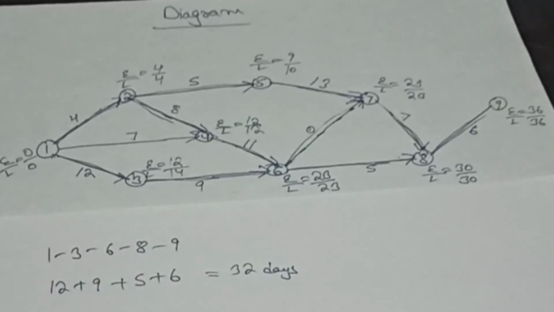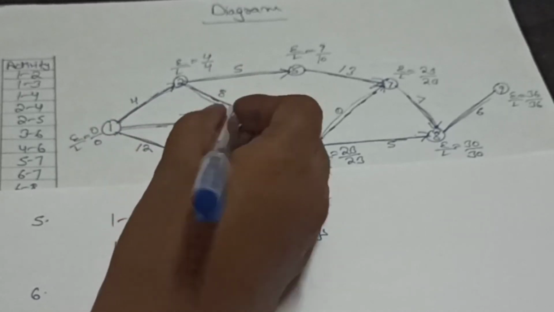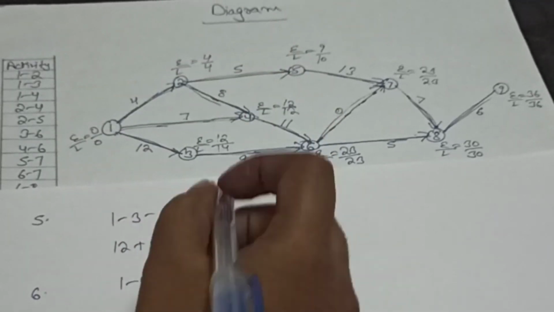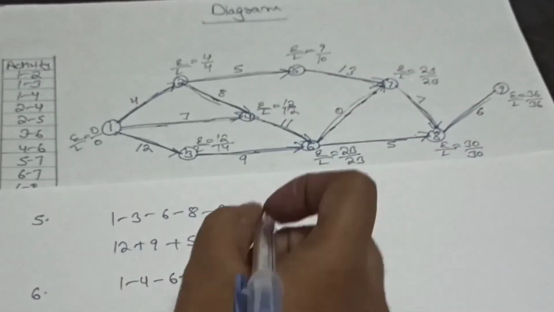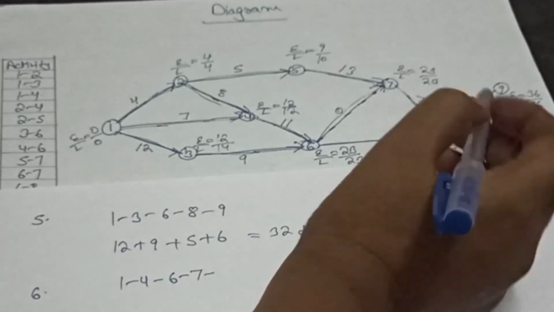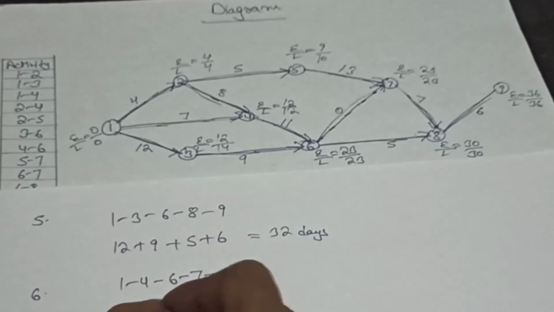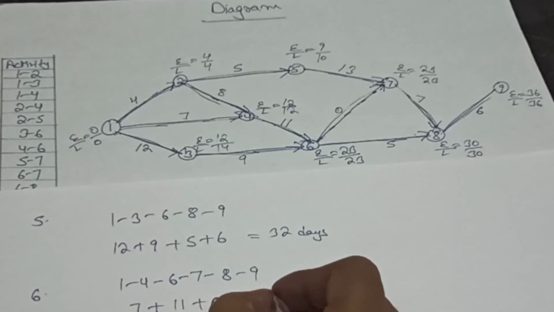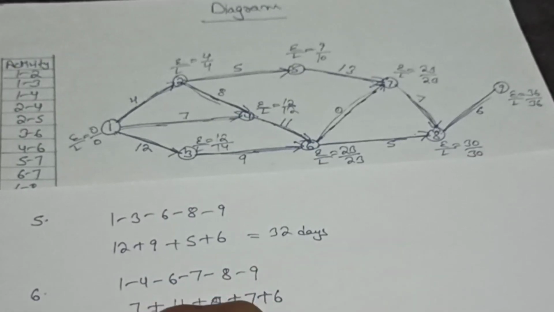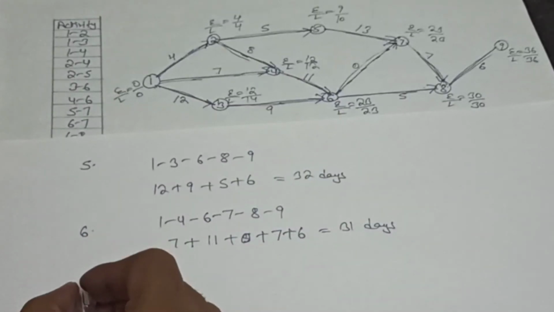So after then we will find its sixth path. So we will start with this activity 1 to 4, then 4 to 6 and 6 to 7, then 7 to 8 and 8 to 9. So its duration is 7 plus 11 plus 0 plus 7 plus 6. So we can say 7 plus 11 is equal to 18, plus 7 is equal to 25, plus 6 is equal to 31 days.